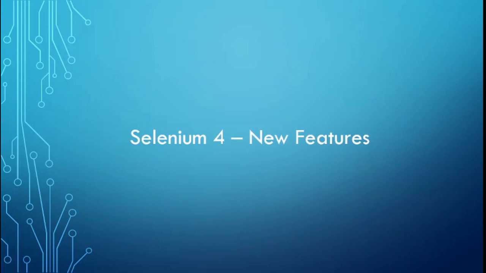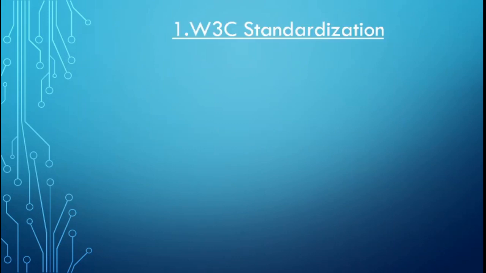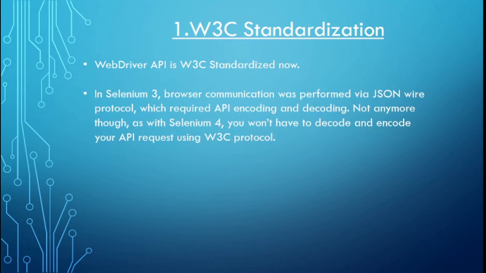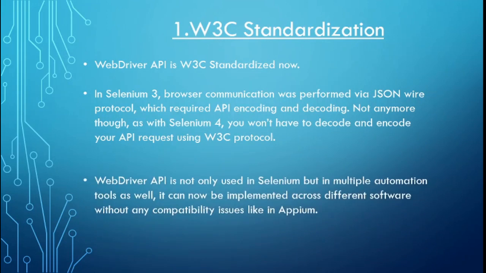So in this video, we will see what are all the new features provided in Selenium 4. So let's start. The first is W3C standardization. Now the web API is W3C standardized. What does it mean? It means that the JSON web protocol, which was required for communication between the API and browser, is no longer required. We don't have to encode and decode the API using JSON web protocol because now the W3C protocol can be used and it does not require the encoding and decoding.